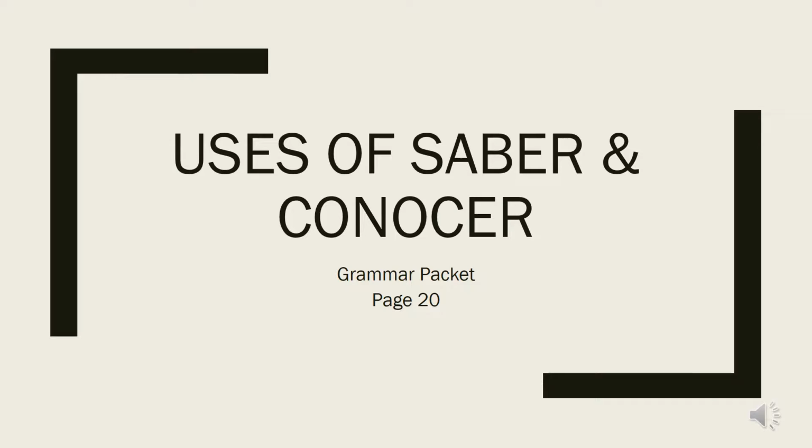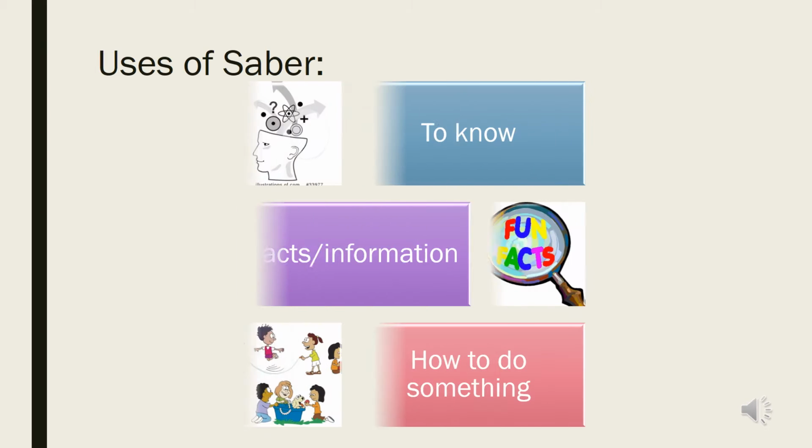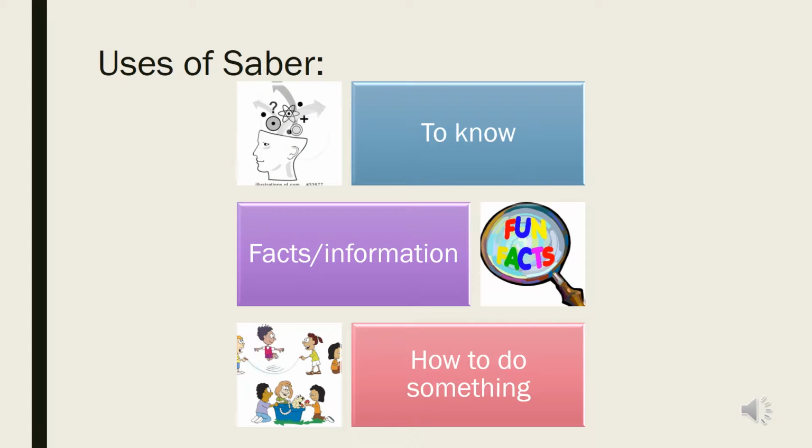So on page 20 of your grammar packet, we're going to talk about the verbs saber and conocer. Both of these are verbs that mean to know, but we're going to use them in different situations. So the verb saber means to know, but it means to know facts or information, and it also is how we say that we know how to do something. So the know how to do something is going to be saber, and then a verb in the infinitive. Remember, your infinitive is a verb that's not conjugated.